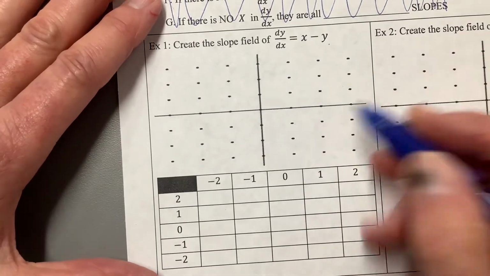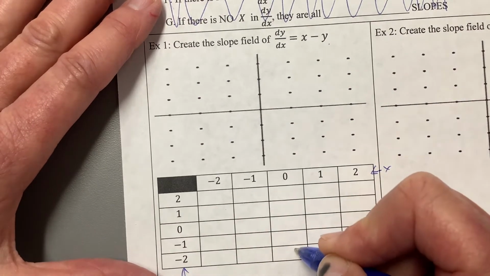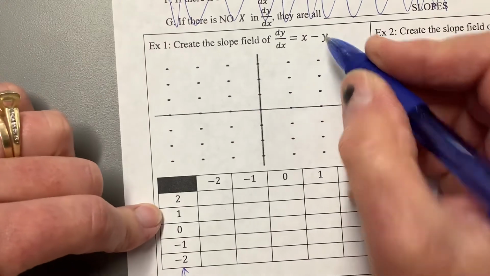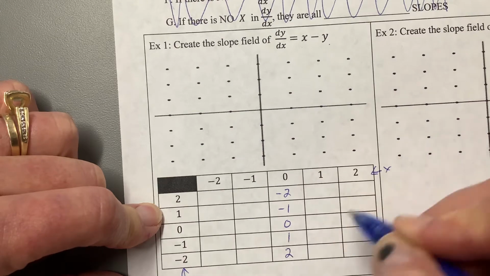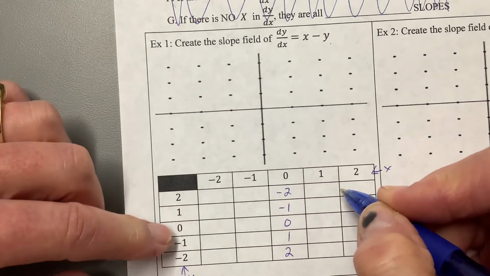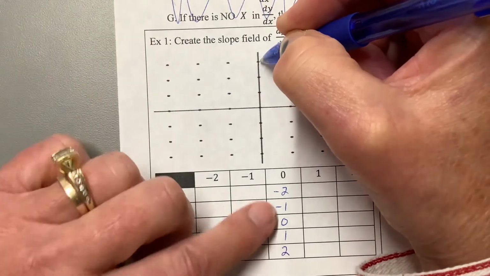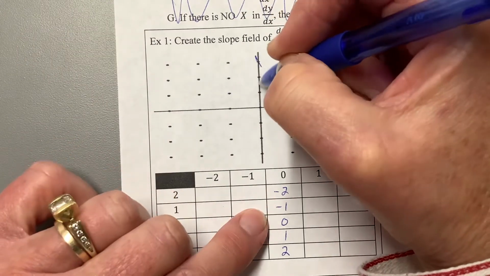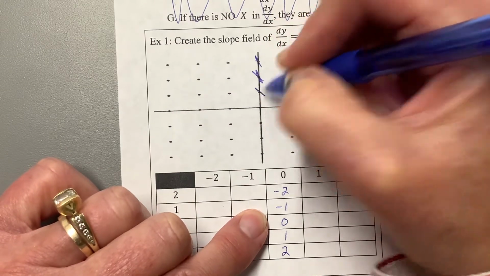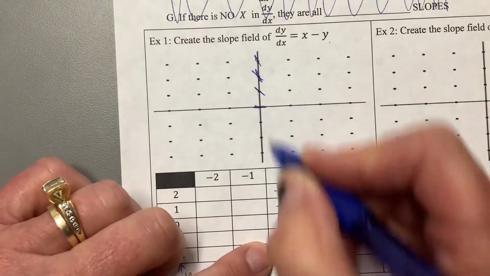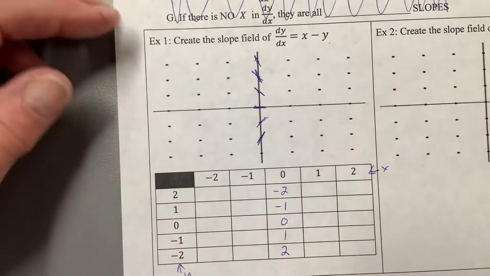I like to start, these are my x's, these are my y's. I plug the 0 in for the x, and so all you get is the opposite of y. So this is -2, -1, 0, 1, 2. And then I go up here and I draw a little tangent line with a slope of -2. And here's a slope of -1. Oh, I'm in the wrong spot. This is -2. This is -1. This is 0. This one's 1. This one's 2. You're just guessing. Is it close to 2?